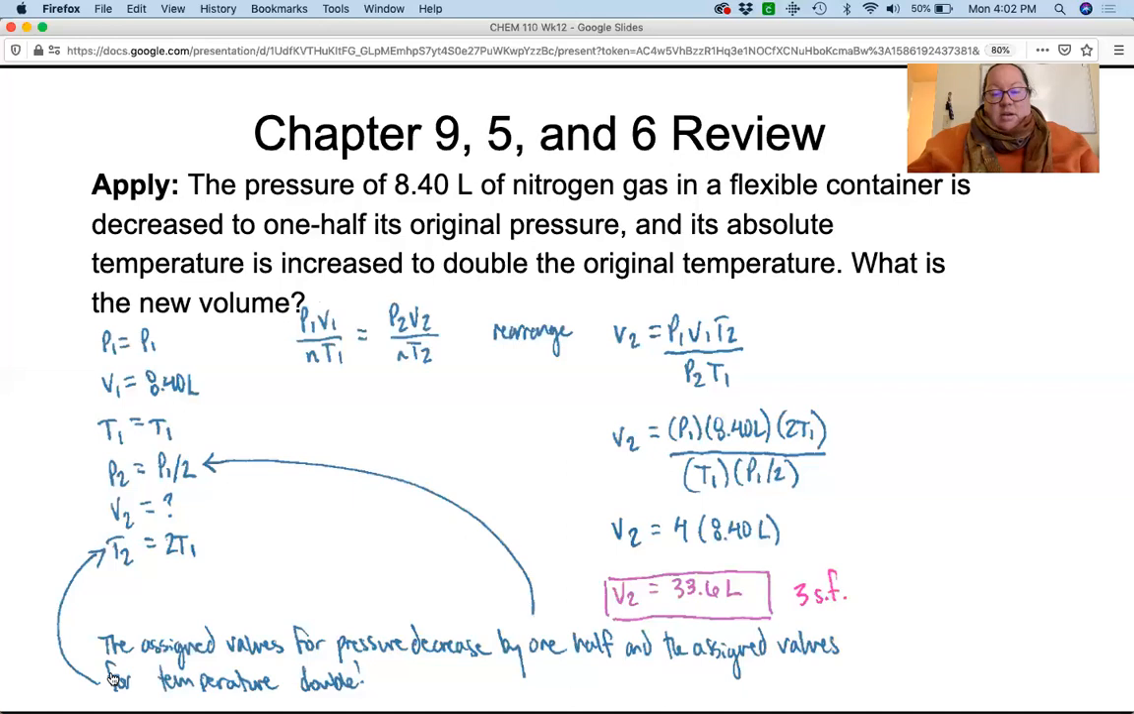Again, the assigned values for the pressure decrease by 1/2 and the assigned values for temperature double, and we can represent that using variables. This is another example of how sometimes we can solve a problem even if we don't have enough information.